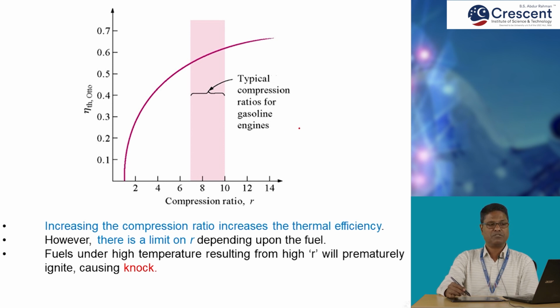The corresponding efficiency, for a compression ratio range of 7 to 10, is closer to 60%. This is possible for an ideal case. In a real case, it may be much lower, closer to 35%. That's what we are getting. So that's about the Otto cycle. We'll stop here today and we'll continue the analysis for the diesel cycle in the next class. Thank you all.